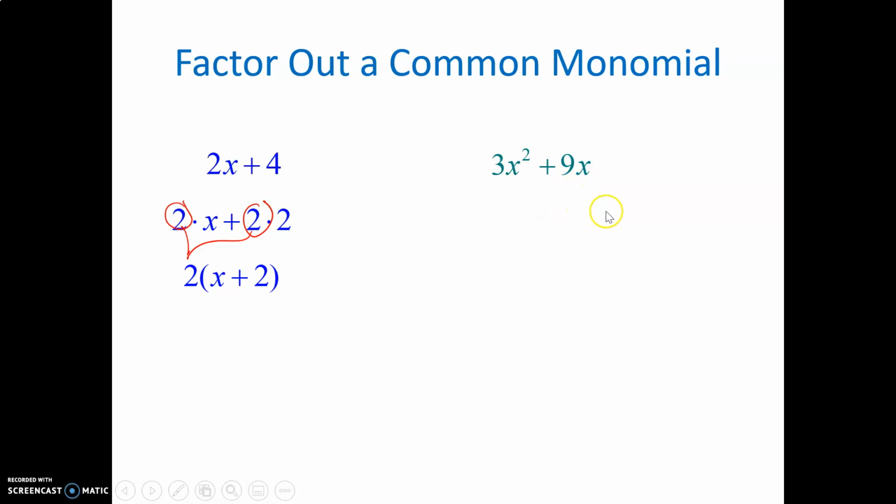3x squared plus 9x, if I write them in factored form, it would be 3 times x times x, and 9x is 3 times 3 times x. This has a 3, so does that one. This has an x, so does that one. So you kick out that common 3x to the front, factor it out to the front, and left inside would be just the x, the plus sign, and the 3. Those are the only things that I did not circle.